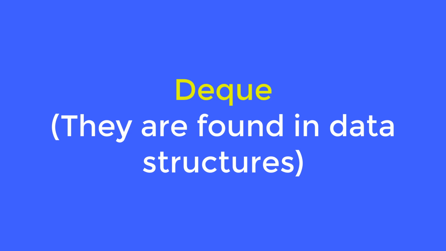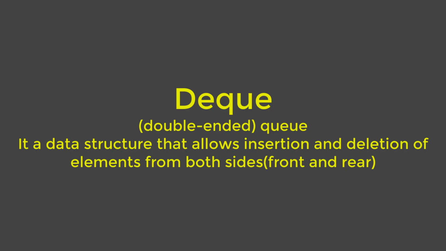If you don't know what the deque really means, it's normally called a double-ended queue. It's a data structure that allows insertion and deletion of elements from both ends, both the front and the rear. Remember that the rear is just the back. You understand that?